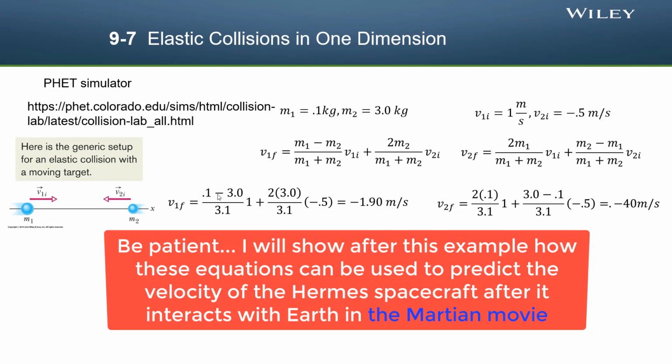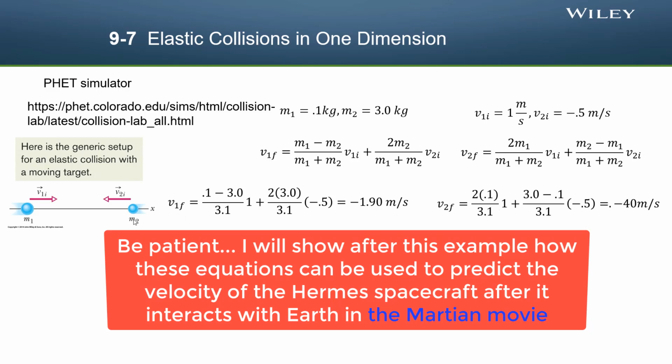So m1 minus m2 is 0.1 minus 3, divided by the sum of the masses, which is 3.1, times velocity of this before the collision, which is 1, plus 2 times mass 2, which is 3.0, divided by the sum of the masses, 3.1, times velocity of this ball before the collision, minus 0.5, and that gets me minus 1.9 meters per second, which was the velocity of the smaller ball after the collision. So as you see, once again, its velocity almost doubled.